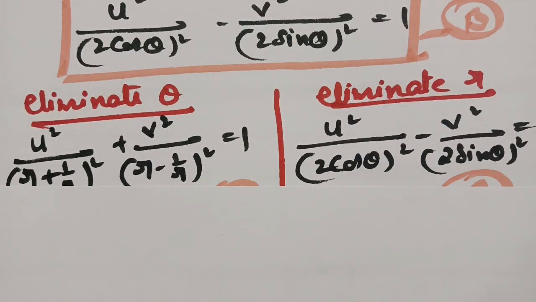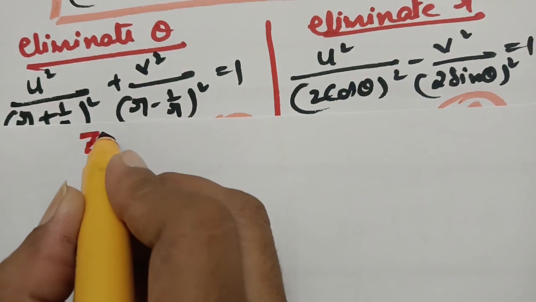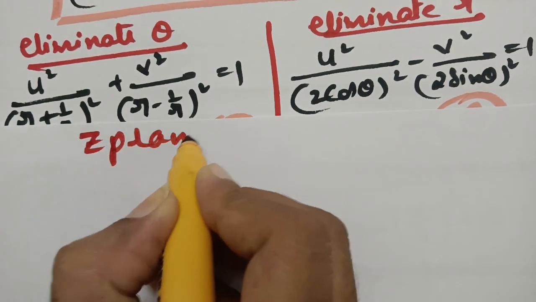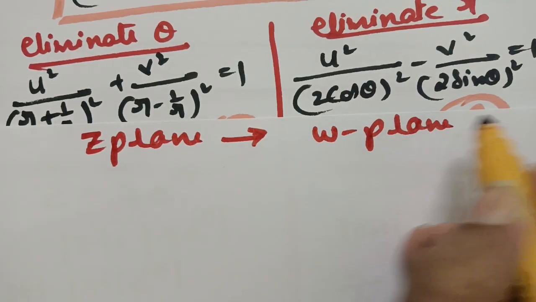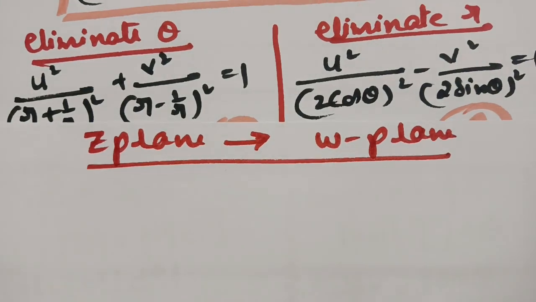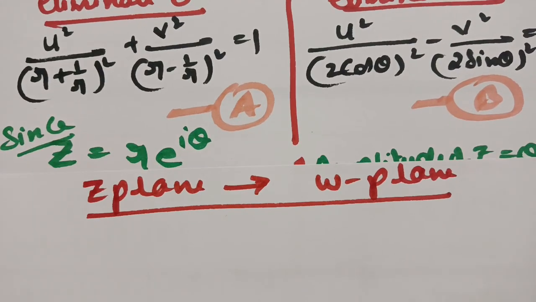So we have to get a transformation from z plane to w plane. Let's get started on how it will be transformed. This transformation is very important and it is also very easy.